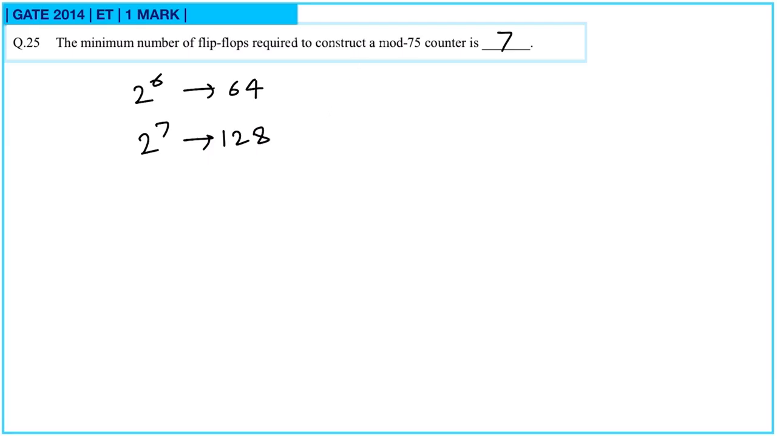The number of digits will be equal to the number of flip-flops. So the correct answer is 7. And the range for this question's answer was given like this: 6.99 to 7.01. And the answer that we are getting is 7.